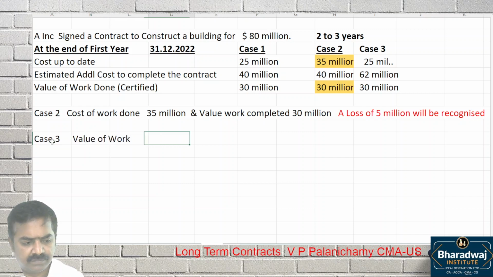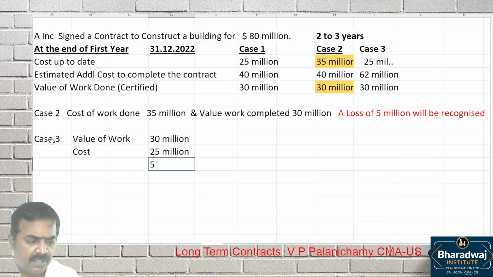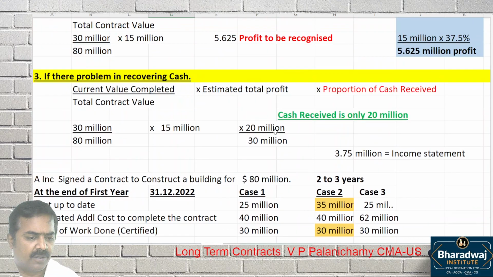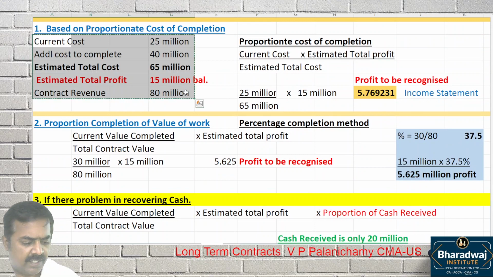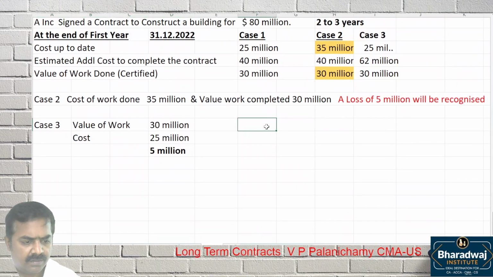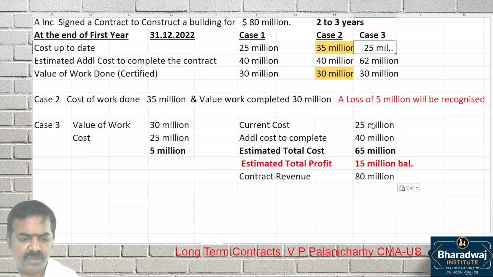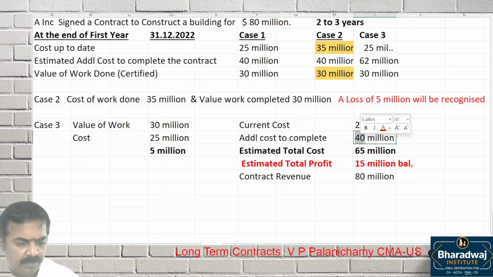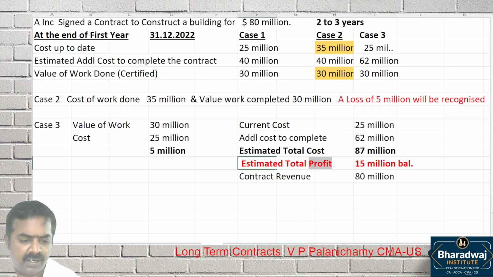Value worth 30 million. What is the cost of work done? 25 million. It will appear like a profit of how much? 5 million. But can you recognize this in the P&L account? If I do the same working here also, what is the current cost? 25 million. What is the estimated cost to complete? 62 million. What is the estimated total cost? 87 million. But contract revenue is only 80 million, which means an estimated total loss comes. Estimated total loss of how many million? 7 million comes.